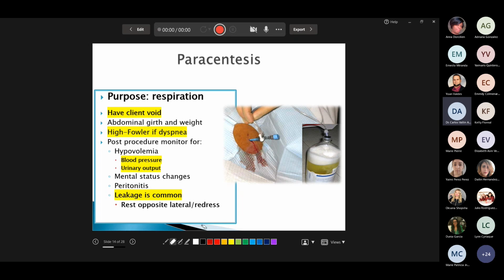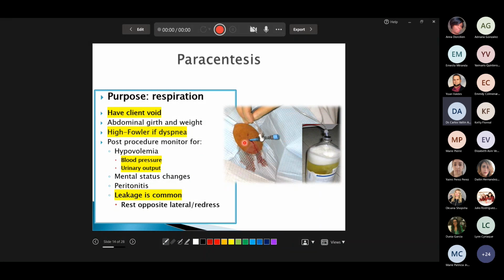Before the paracentesis, you weigh the patient and you measure the abdominal girth, and then you do that again after the procedure. During the procedure, the doctor is going to do the work and you are going to help.